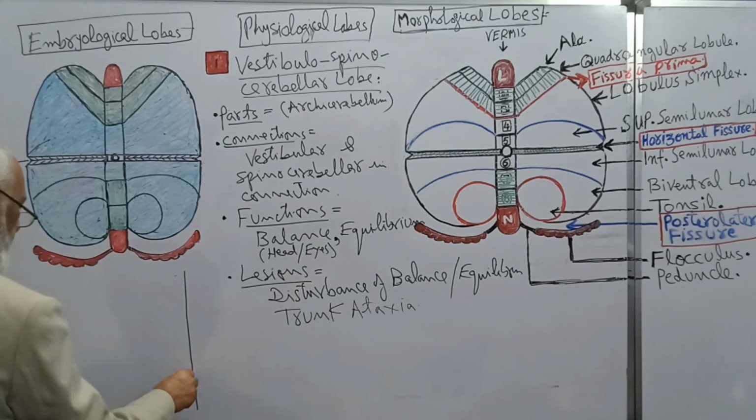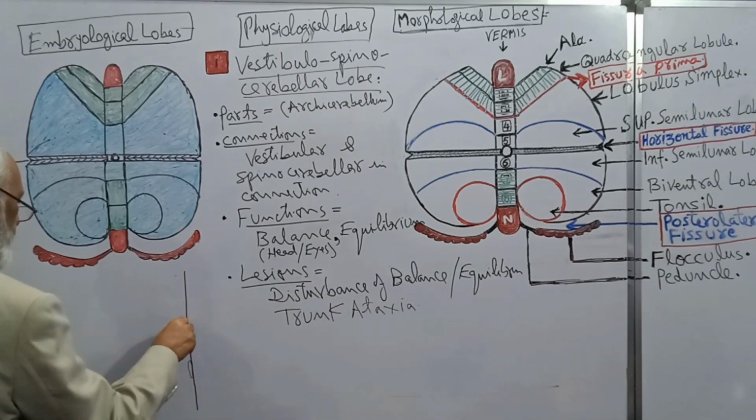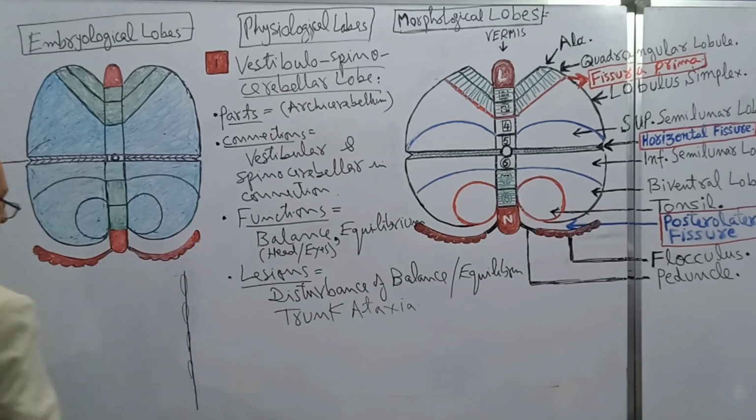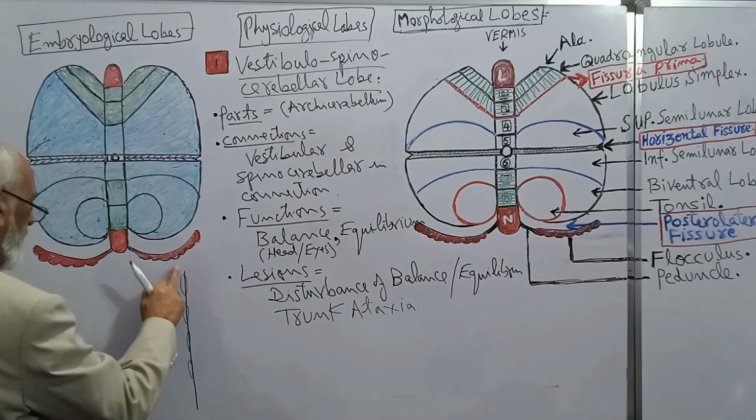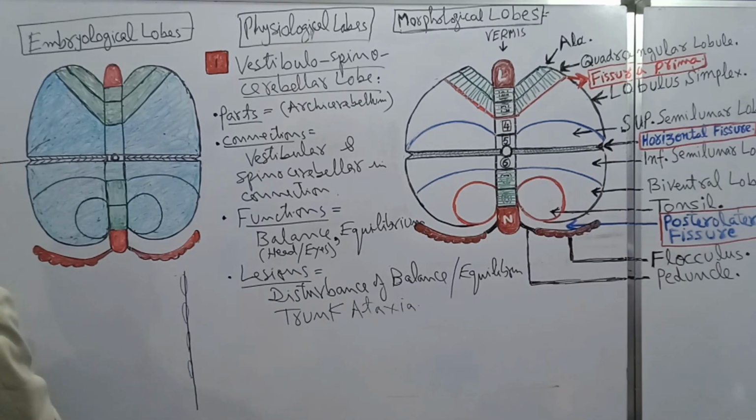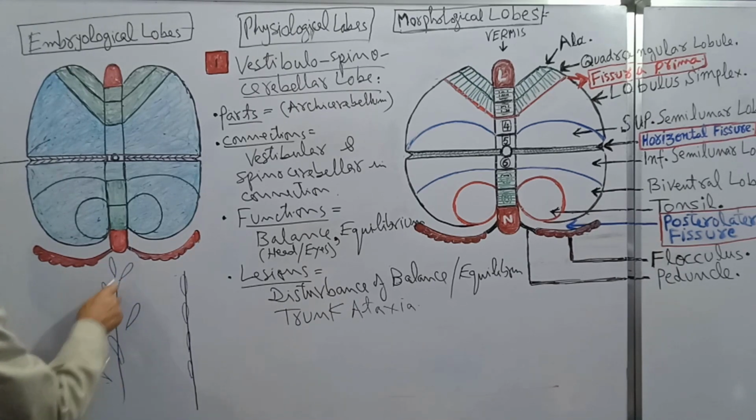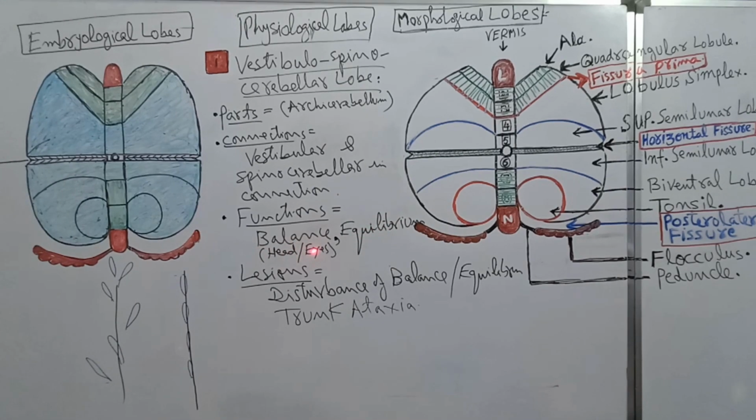If the person is normal, his footsteps will be on the line. But when there is a lesion of this lobe, he will be unable to walk on the straight line. So he will walk here and there, imbalanced. This is called trunk ataxia. So whenever there is a lesion of this lobe, it will cause disturbance of the balance and equilibrium of the body, balance especially of the head region and eyes.